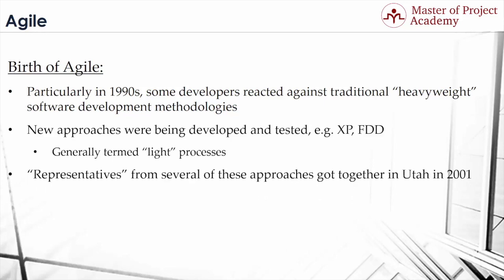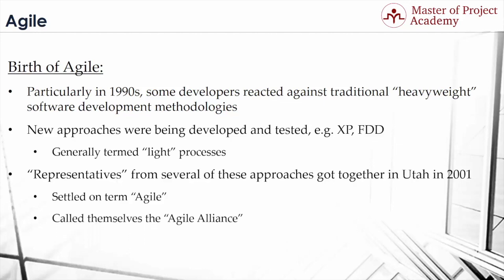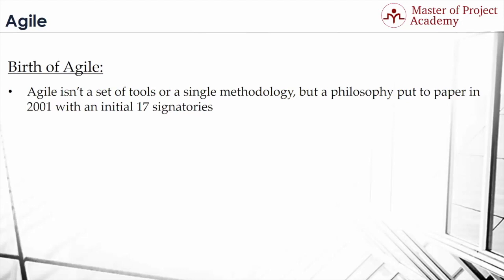Representatives from several of these approaches got together in Utah in 2001 to develop a more adaptive project management methodology, mainly for software development. These representatives settled on the term Agile, called themselves the Agile Alliance, and developed a manifesto and a statement of principles. We will see the Agile principles and Agile manifesto in detail in our further lectures. Note that Agile isn't a set of tools or a single methodology, but a philosophy put to paper in 2001 with an initial 17 signatories.